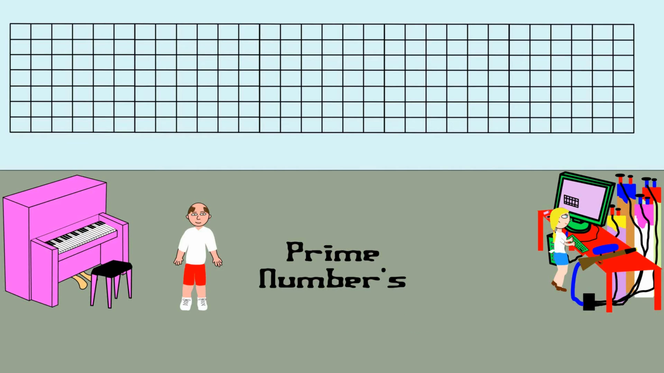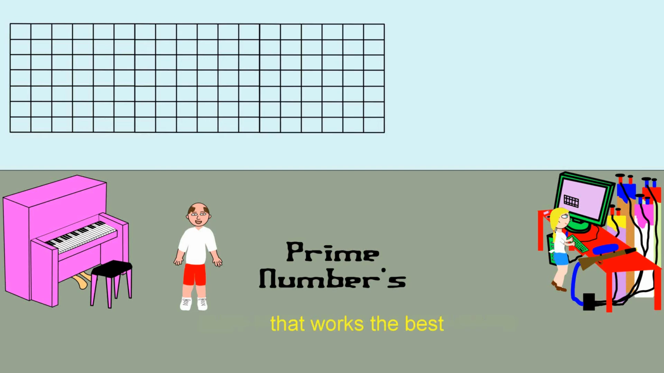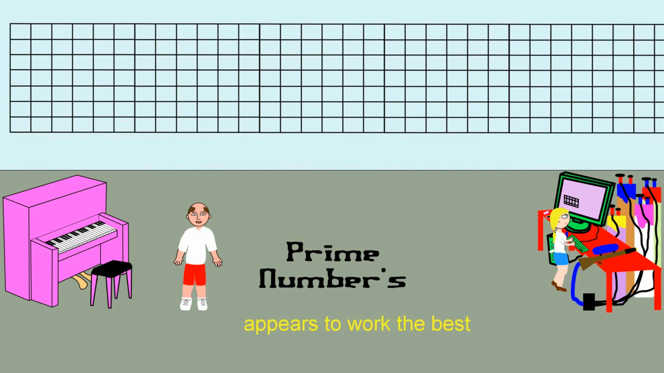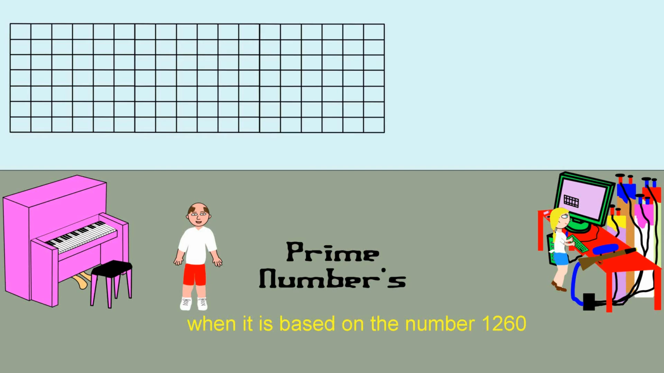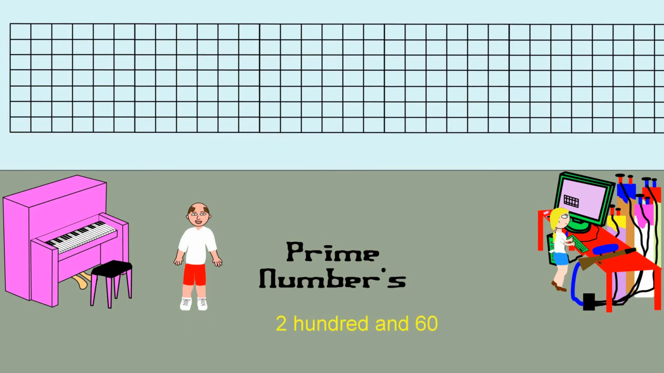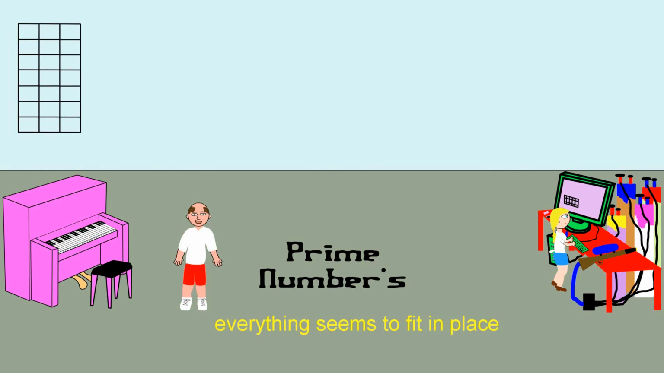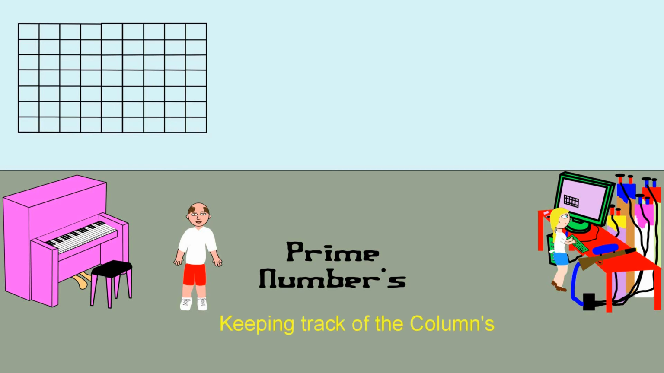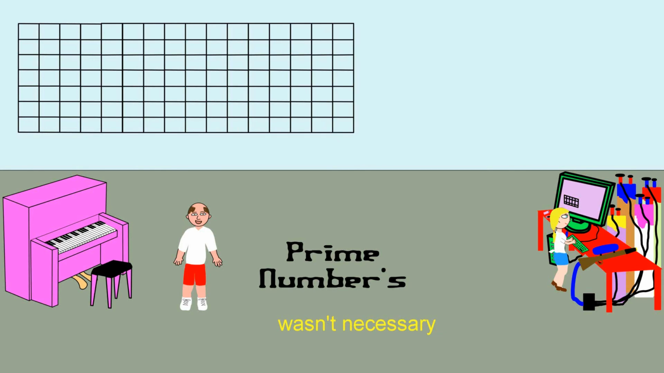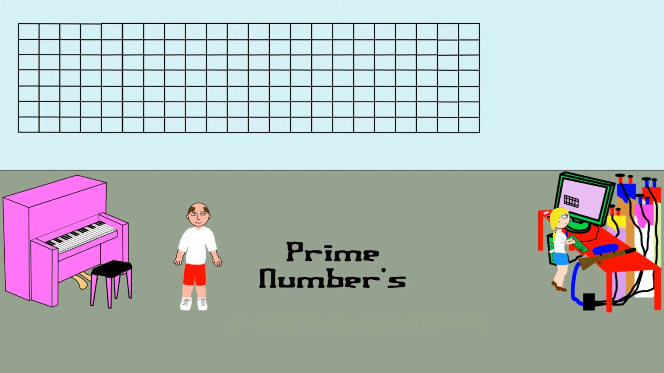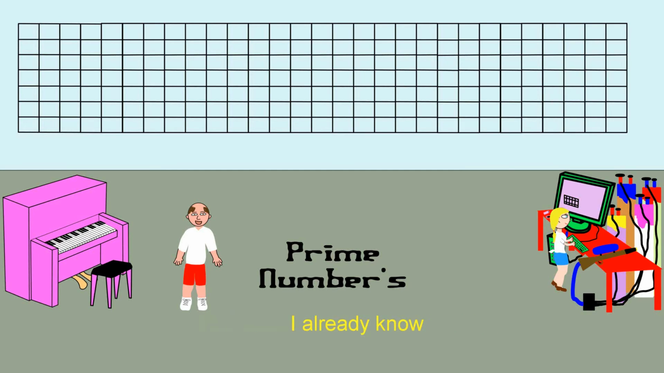For some reason, though, there seems to be a certain length that works the best. The grid container appears to work the best when it is based on the number 1260. When the grid is set at 1260, everything seems to fit in place. Keeping track of the columns of the grid up till now wasn't necessary. If I want to contain it, though, I will need to number the columns. I already know that I will contain the grid at 1260, so I will want to make the grid columns accommodate this. To do this, we know there are 7 rows.